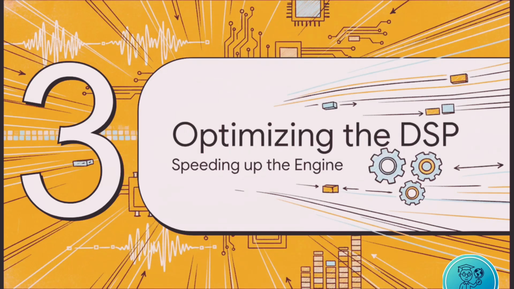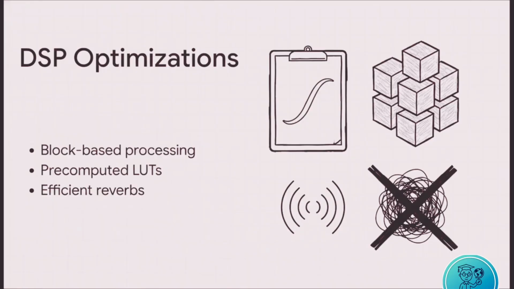Moving on to Section 3, optimizing the digital signal. Now we look at how engineers push that audio thread express lane to its absolute limits using some very clever digital signal processing, or DSP, tricks. They calculate audio in grouped blocks of frames rather than one sample at a time. They pre-calculate complex math curves into lookup tables, and they swap out massive convolution models for lightweight Schroeder reverbs. It's all about having the answers ready ahead of time to totally bypass heavy, repetitive math.